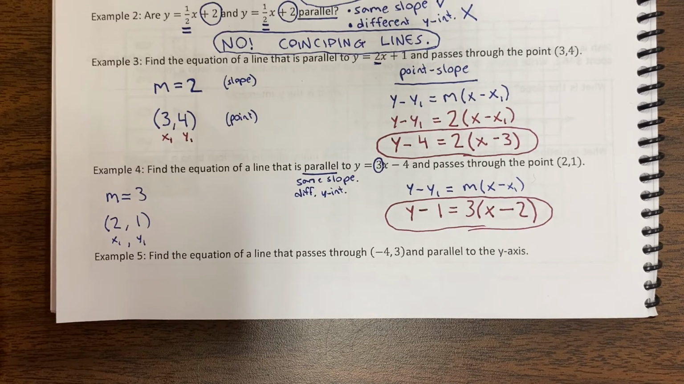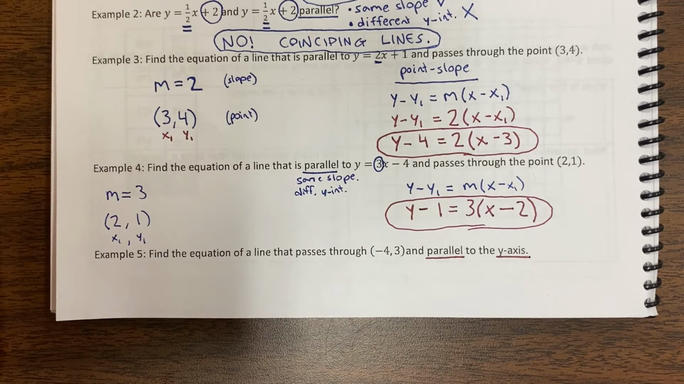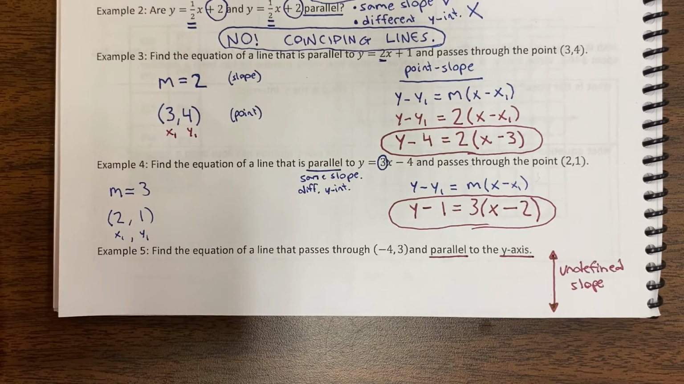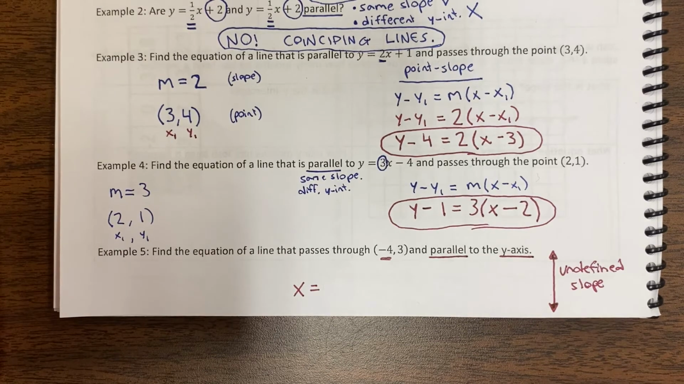For example 5, this one I'm not going to be testing you on, but if it is parallel to the y-axis, that means it's a line that's going to be going straight up and down. Lines that go straight up and down are undefined. They have undefined slopes. And the equation is going to be written as x equals whatever that x value is, so -4.